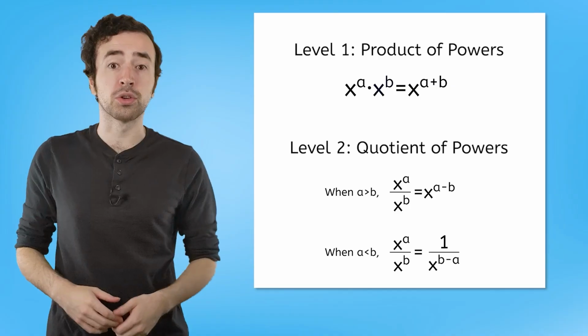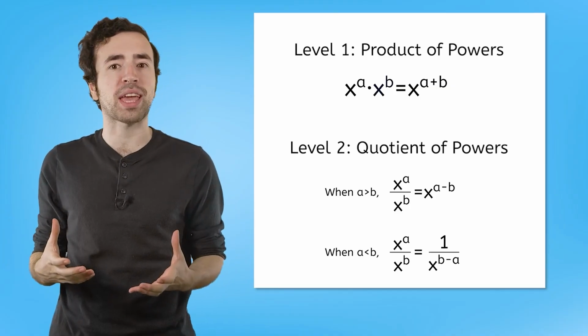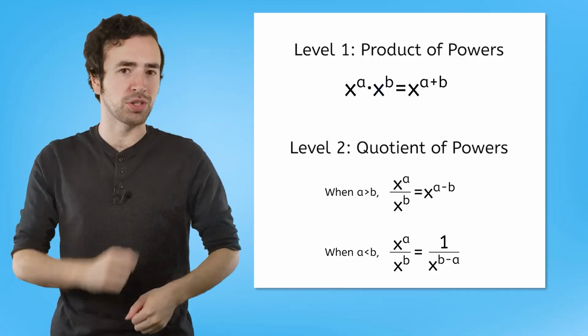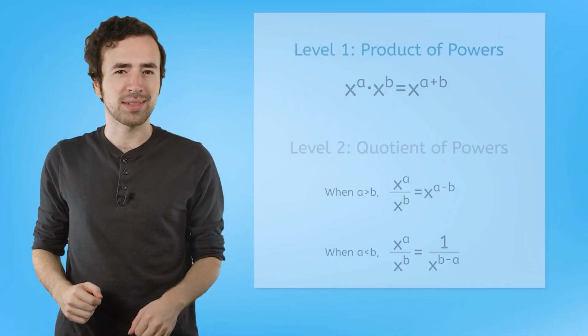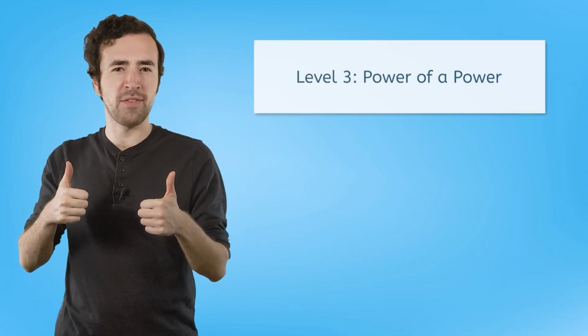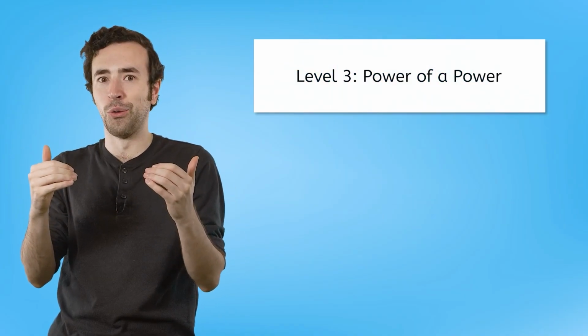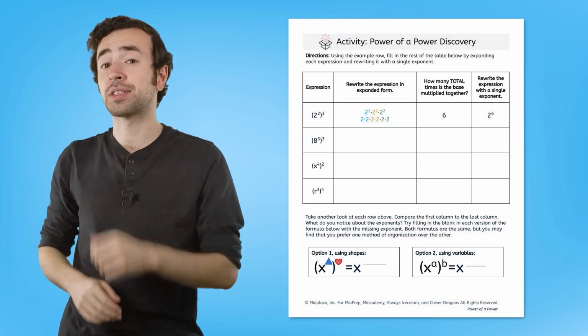We've now completed levels 1 and 2, where we learned to harness the power of multiplication and division through the product of powers and quotient of powers properties. Today we're taking it up a notch with level 3, Power of a Power. Whoa, cool. But first, the discovery activity.